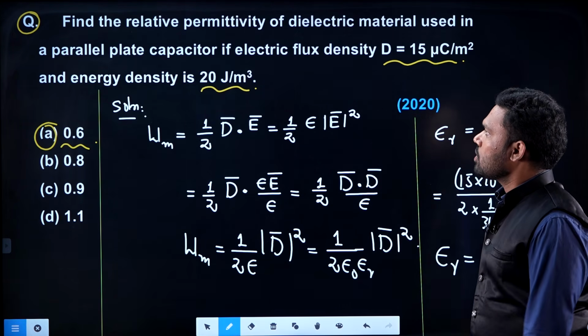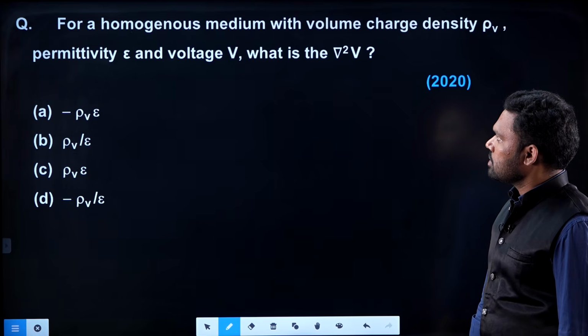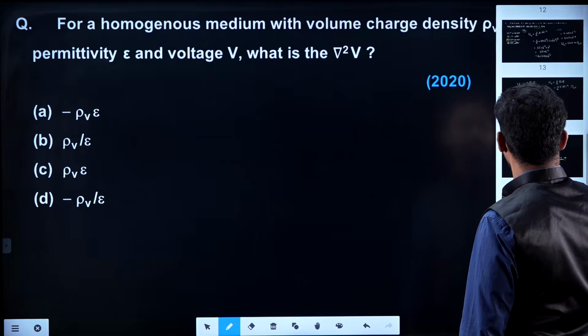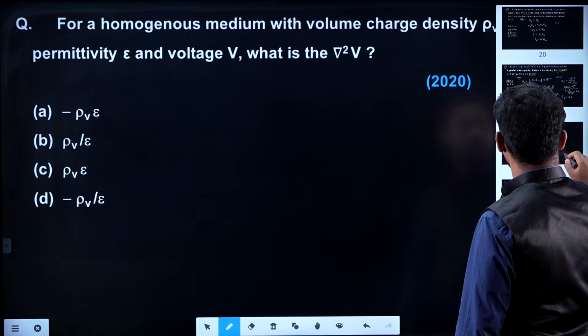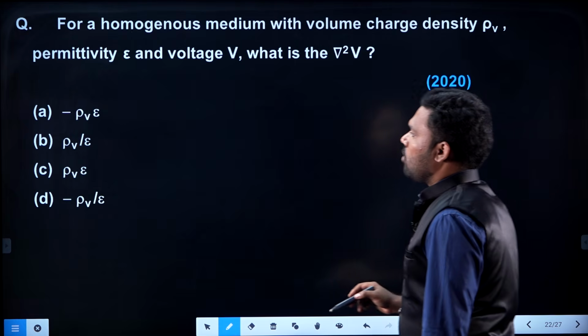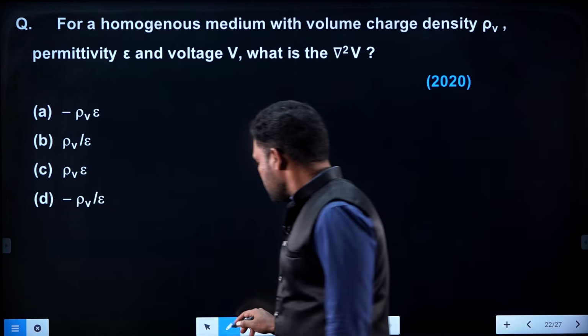Fine, let us have one more question. Yes. See, by this time you would have understood what is the level of the questions here. Fine.